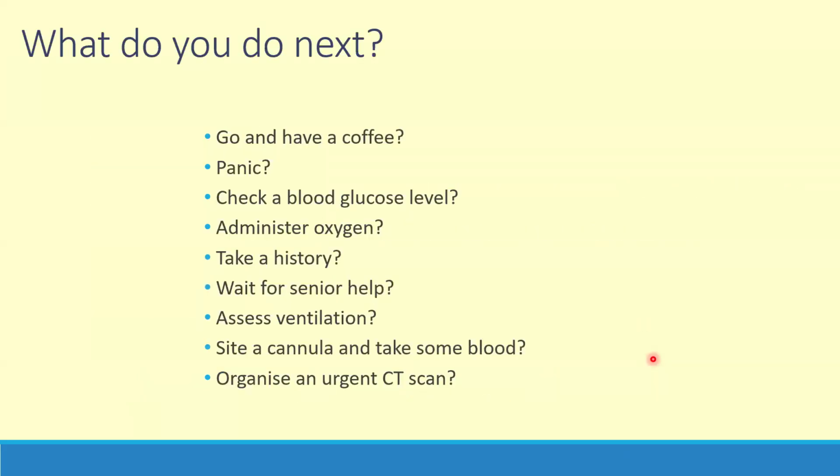You've got a list of options here. So you could maybe have a break. You can panic. You can take a blood glucose, you can start some oxygen, you can take a history, you can wait for one of the more senior doctors to arrive, you can assess the ventilation, or you could put in a cannula and take some blood tests, or you could go and speak to the radiographers and try and find a CT.